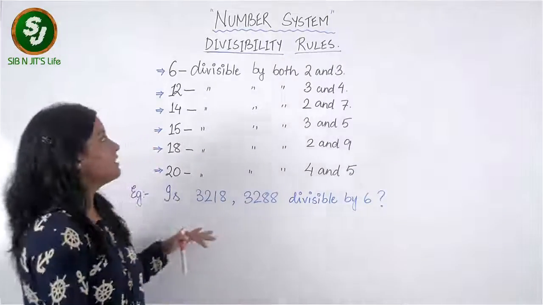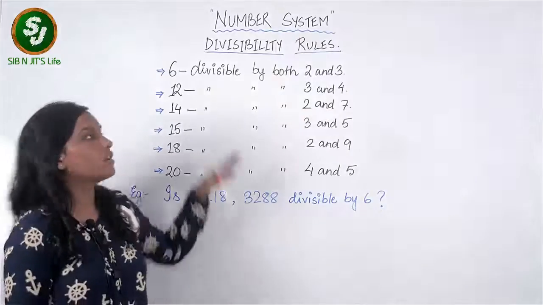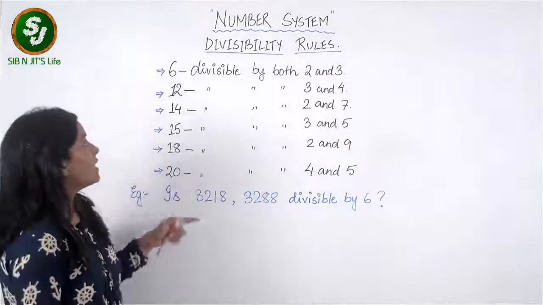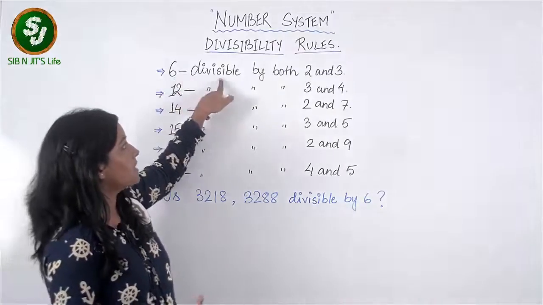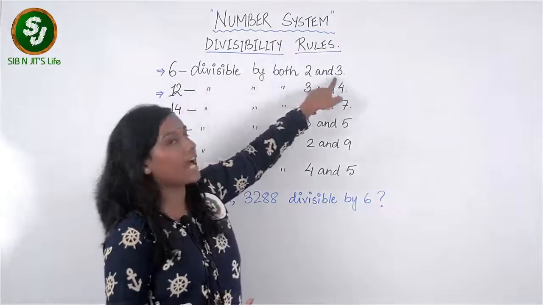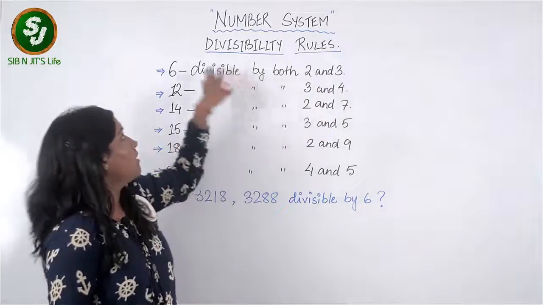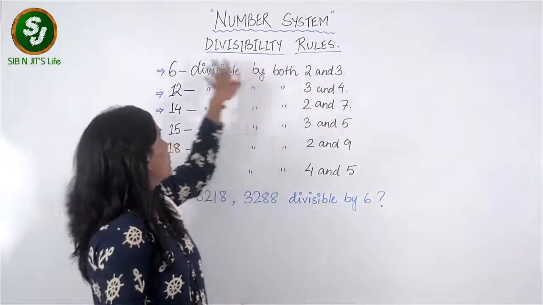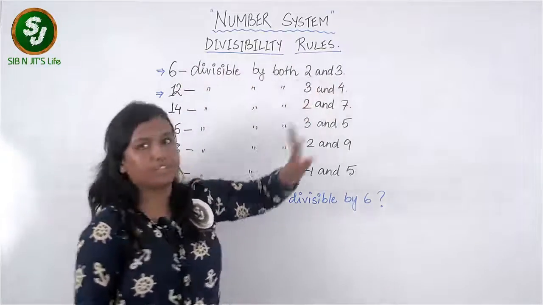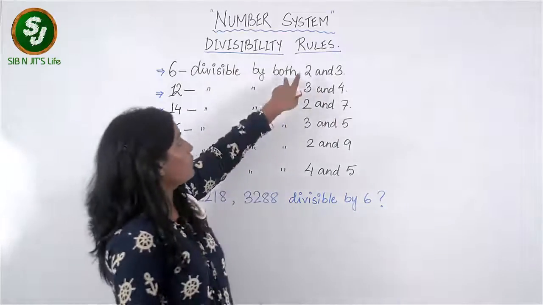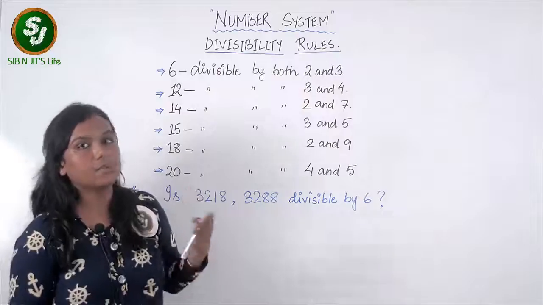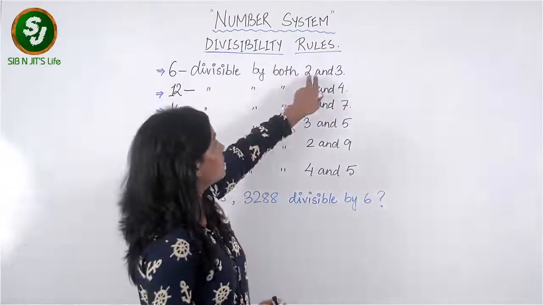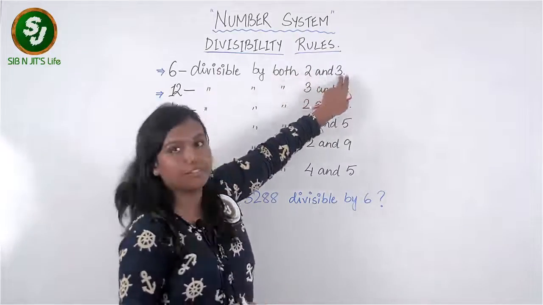Okay friends, now let's see the divisibility rules for the following numbers. So when we have the number 6, how do we check its divisibility? It must be divisible by both 2 and 3. Remember, 6 is a multiple of 2 and 3, right? So you have to check that the number which you are asked to find out whether it is divisible by 6 or not must be divisible by both 2 and 3.